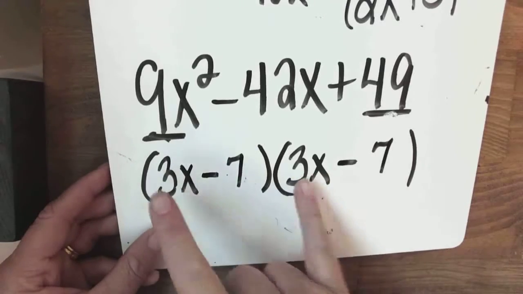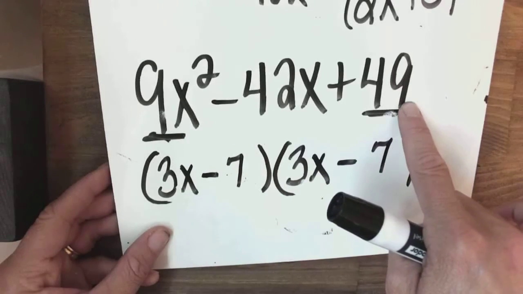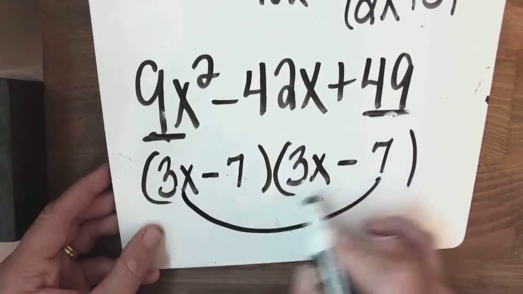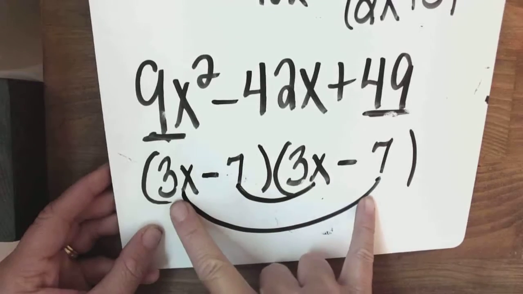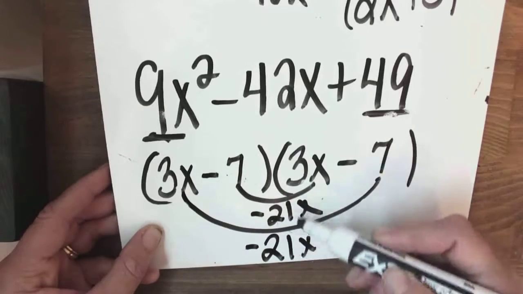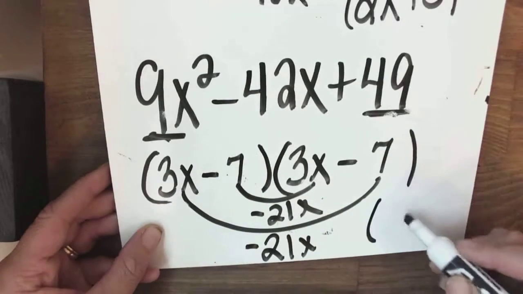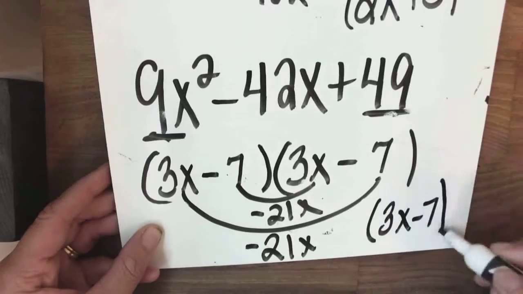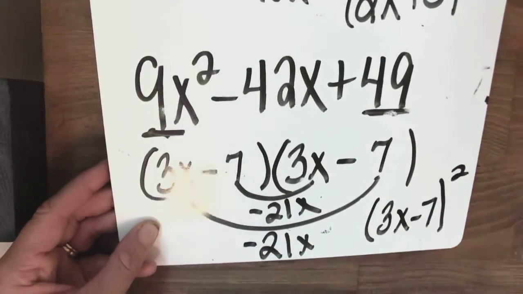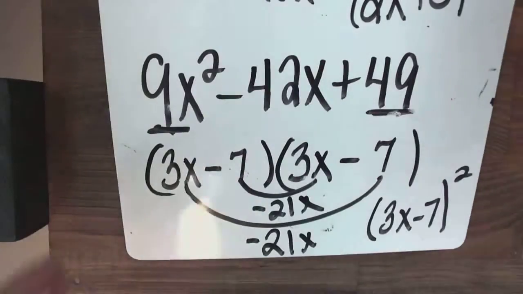Obviously 3x times 3x gave me the 9x squared. And my negative 7 times my negative 7 gave me this. So I will check the outside and the inside when I'm multiplying them. Negative 21x and negative 21x together does give you that. So then you can write your final answer, since they are the same, as 3x minus 7, the quantity squared. I think I may try to do one more here. Maybe one that's a little bit easier to do so you can see it right away. Let me erase this.